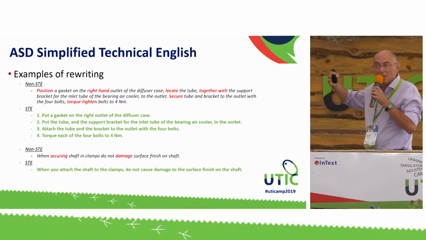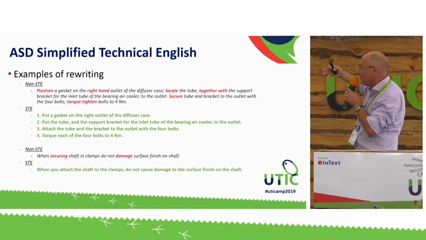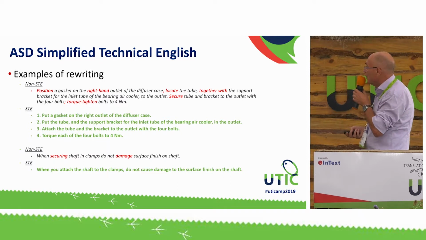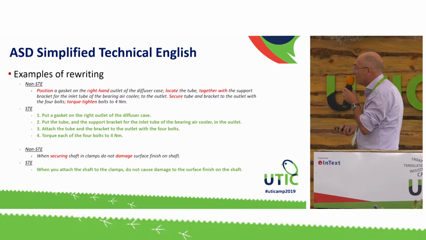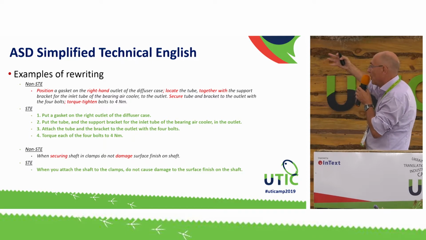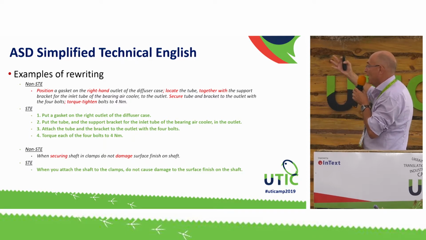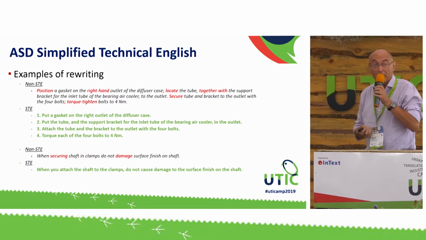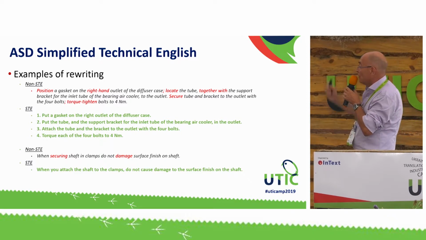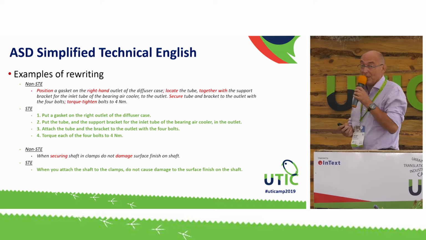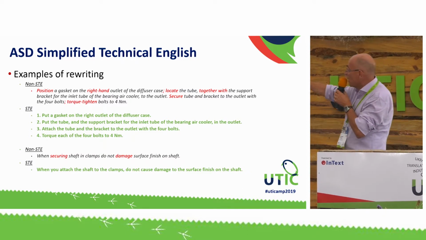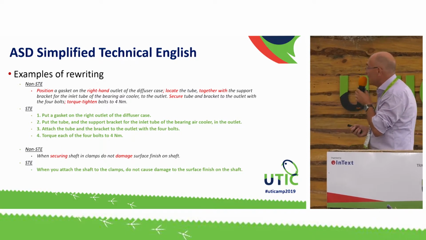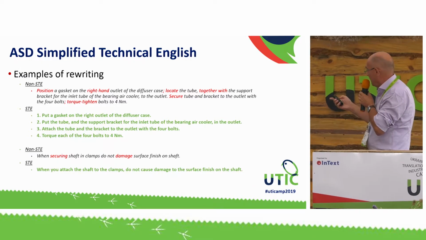You can see that this is easier and it's straightforward. And then we have another one: when securing shaft in clamps, do not damage surface finish on shaft. This is a simple one, but we have 2 things which are important, because Simplified Technical English does not allow the -ing form of the verb, and also the word damage as a verb is not approved. So you can say, when you attach the shaft to the clamps, do not cause damage to the surface finish on the shaft.